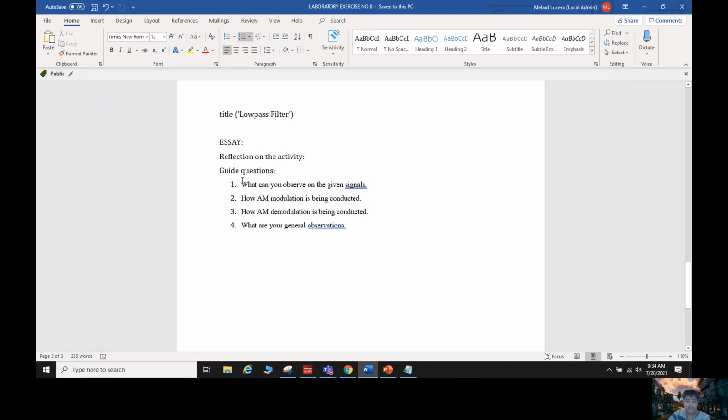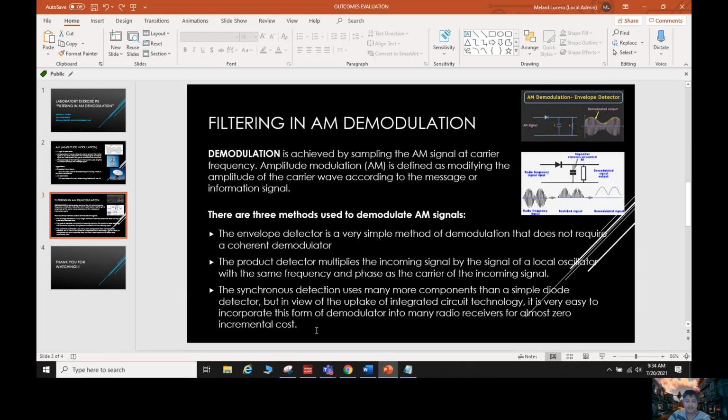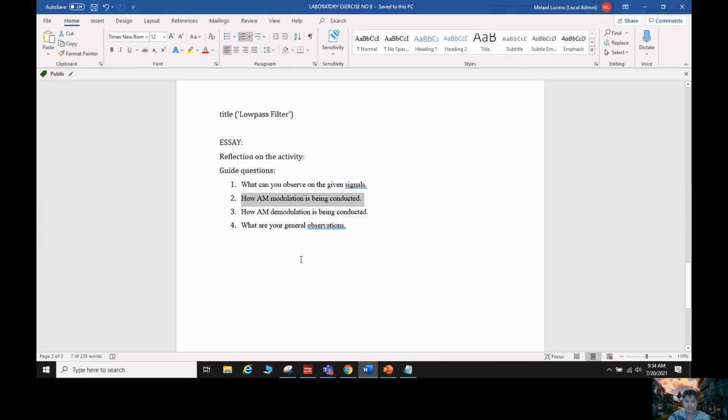So what we have here is what can you observe on the given signals, then how AM modulation is being conducted. So this is the first part that I am saying to you. So this is for the amplitude modulation. Then the other one is the filtering in AM demodulation. So this is also how AM demodulation is being conducted. And then lastly, what are your general observations?